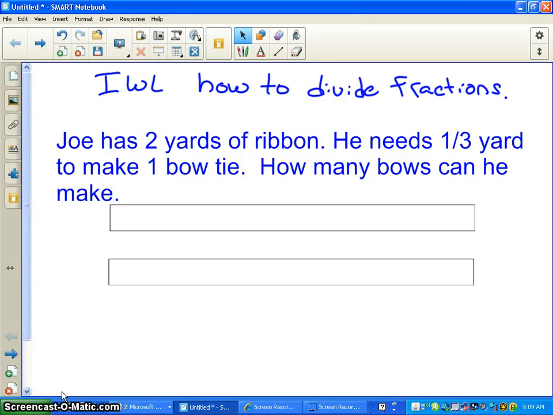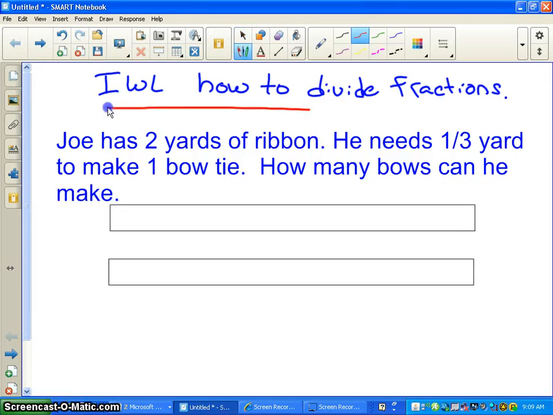Today, we are going to learn how to divide fractions. I'm using this example of Joe. Joe has 2 yards of ribbon. He needs 1/3 yard to make one bow tie. How many bow ties can he make in all?